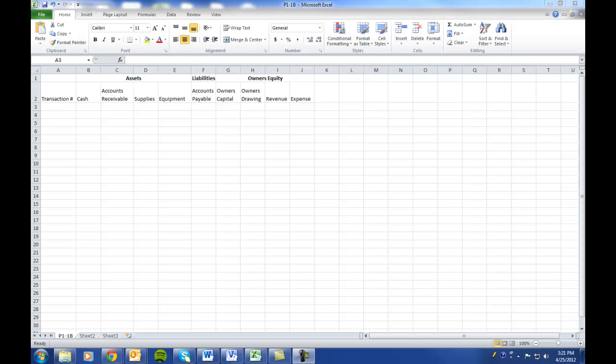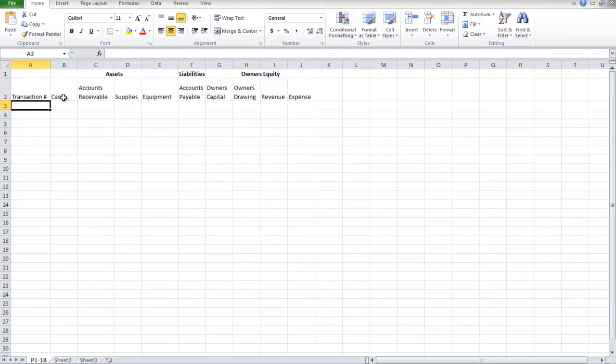Okay, today we're going to cover problem 1-1b at the end of chapter 1 on page 41. To set this up, we have this Excel spreadsheet, and we have the accounts listed here: cash, accounts receivable, supplies, equipment, accounts payable, owner's capital, owner's drawing, revenue, and expense. What we're going to do is go through the problem.